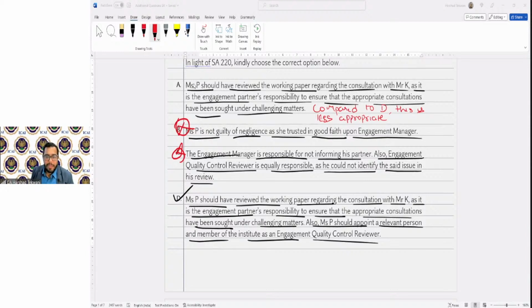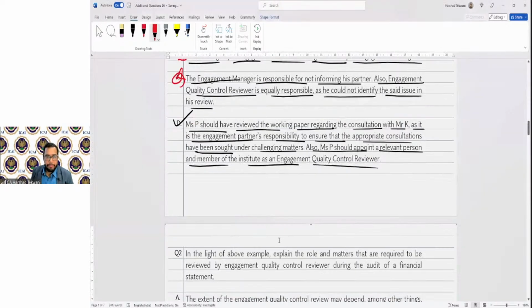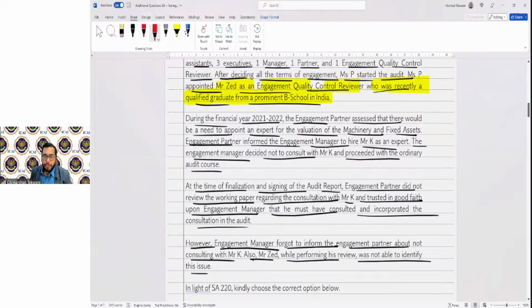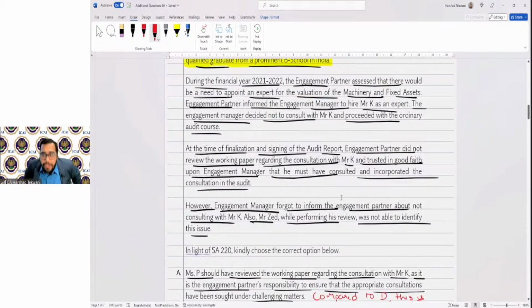Let's say, for example, if we consider the same scenario that is there, then what should be the role and responsibility of the engagement quality control reviewer? Now, this scenario, if I consider this one only, what was the responsibility of Mr. Z? He was the engagement quality control reviewer. What was his responsibility? What should he have done in this particular scenario?